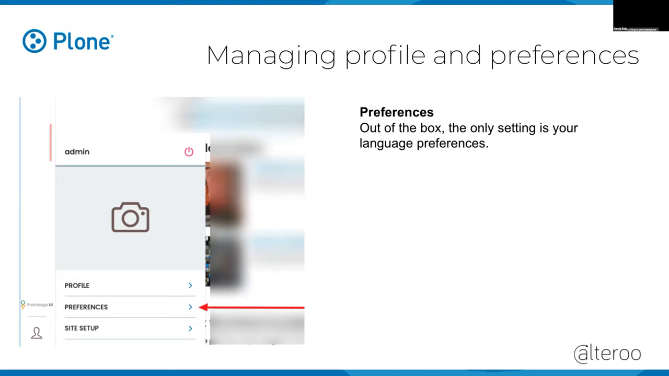The only setting at the moment is language, but you can change your default language. I expect that in the future, as we move out of alpha, you will see other settings. For example, in the Plone Classic UI, one of the things that you'd find underneath there is the ability to change your password.